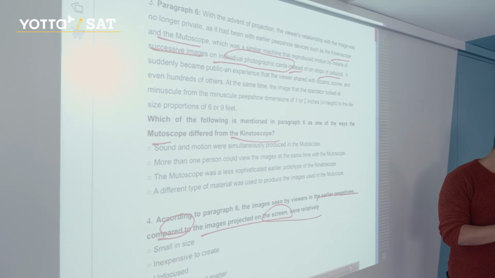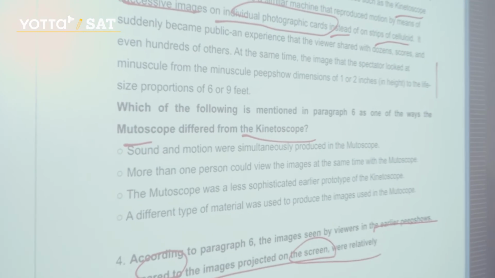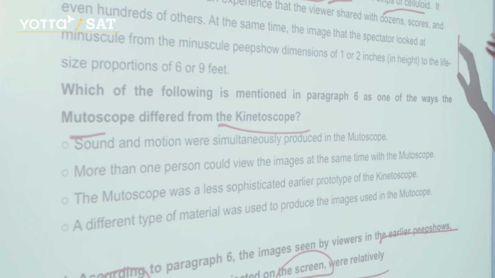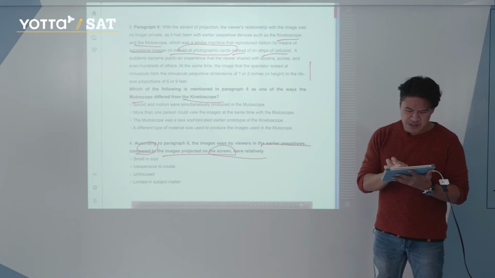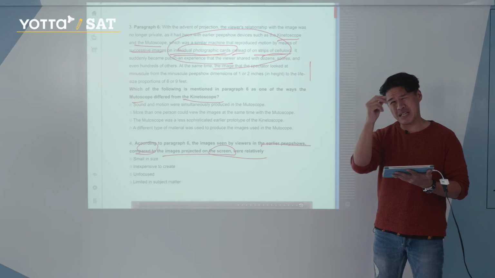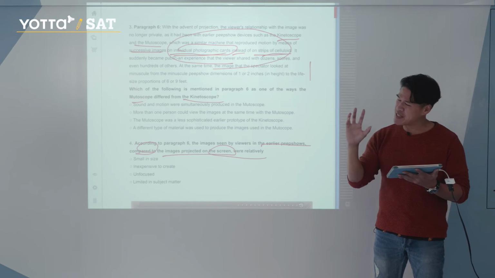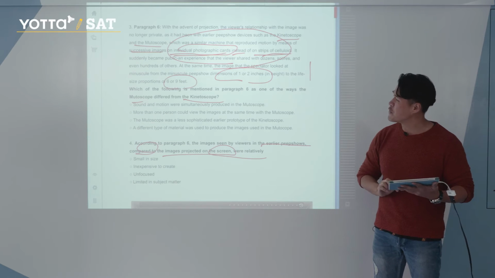So question number 3 asks about one of the ways the mutoscope differs from the kinetoscope. In this one, we really talk about 2 different things. The first difference is right here: graphic cards and then strips of celluloid, that means the material of the films. The second one is its size. It says from 1 to 2 inches to 6 or 9 feet.